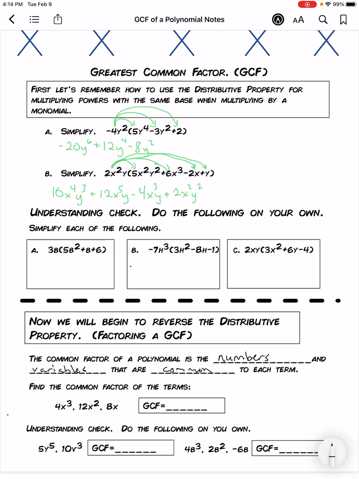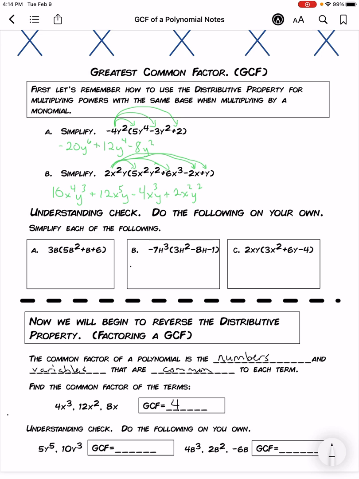So when I want to look at a number, or the largest number that I can take out of all the terms, and then going to the variable, I want the largest variable that I can take out of all of the terms. So if I look here, I've got 4x to the third, 12x squared, and 8x. Well, looking at 4, 8, and 12, the largest number that I could divide out of all three would be 4. 4 divided by 4 is 1, 12 divided by 4 is 3, and 8 divided by 4 is 2.